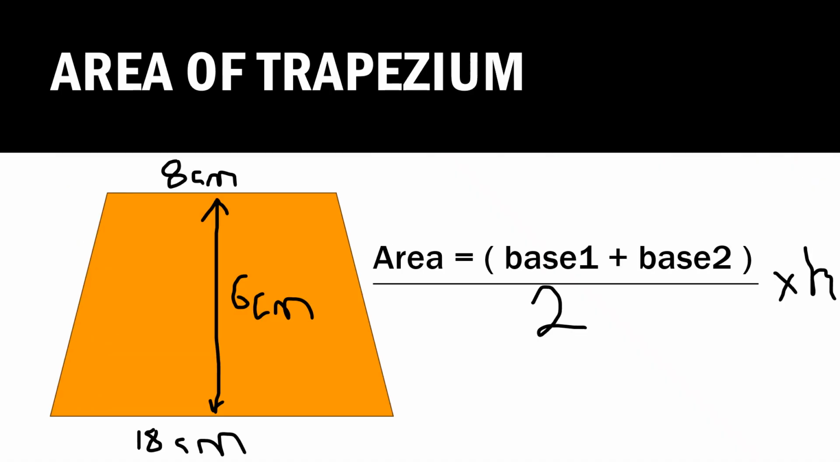Now, let's move on to area of trapezium. Area equals base 1, which is this top part, plus base 2, which is this bottom part, and times height, which is this part, divided by 2. Now, area of trapezium may be the most complicated shape to work out.